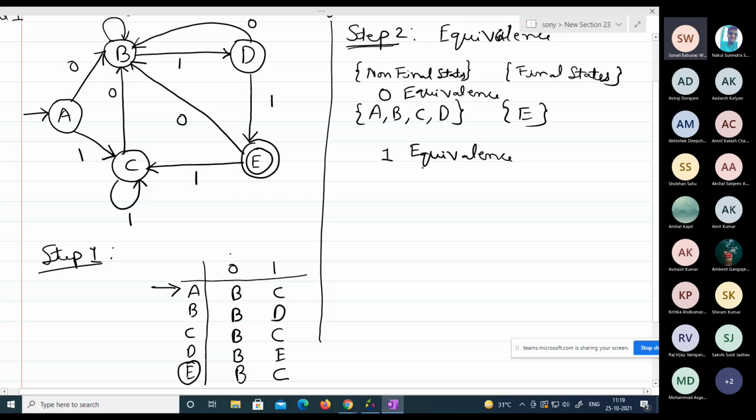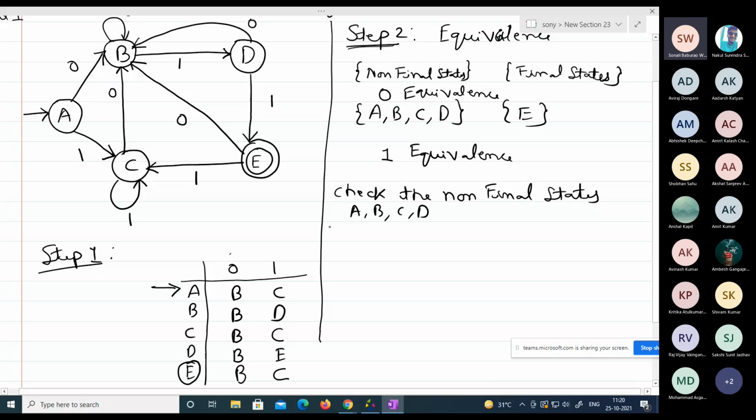Okay. Now comes our one equivalence. How do we do that? Now let us have a look at this set. I will check my non-final states. Okay, checking the non-final states. Now, how many states are there? We have A, B, C, and D. We have 4 states. Now you have to check them one by one in this state transition table.